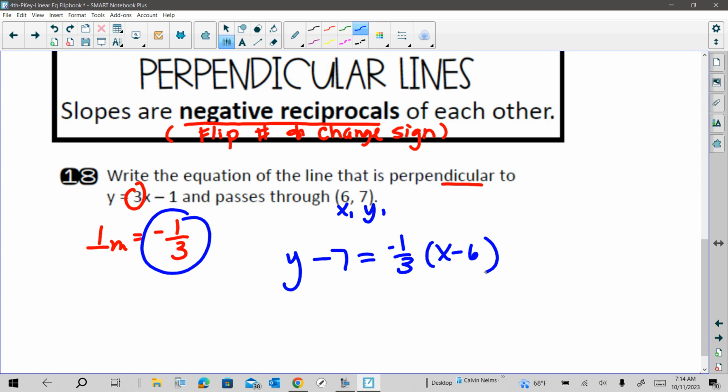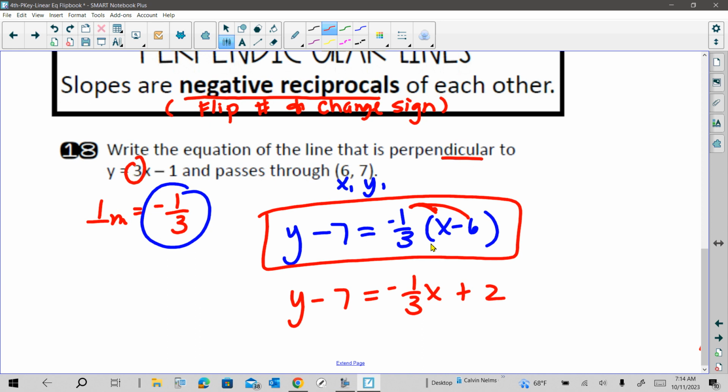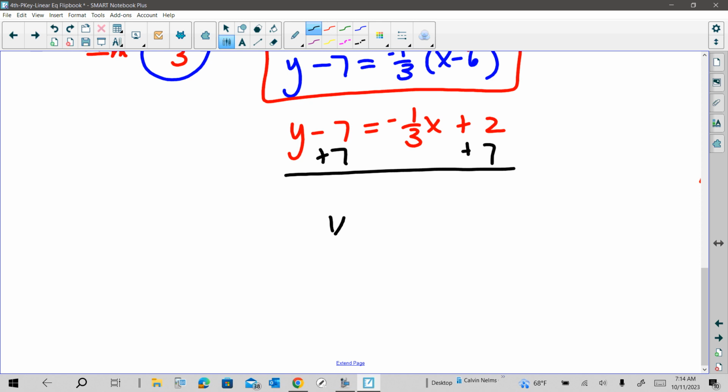And then if I want to put this in slope-intercept form or standard form, this is fine, but you need to distribute. So this would be y minus 7 equals -1/3 x, and this would be plus 2. Negative times a negative makes that positive. And then we just need to add the 7. So the slope-intercept form is y equals -1/3 x plus 9.